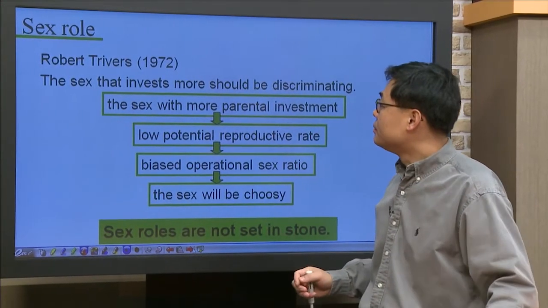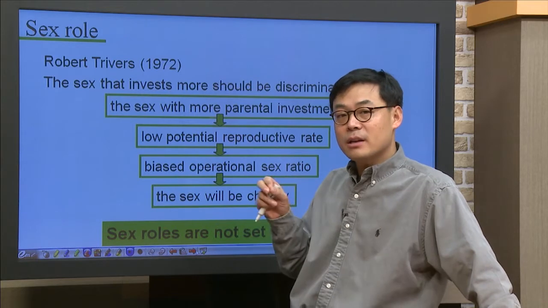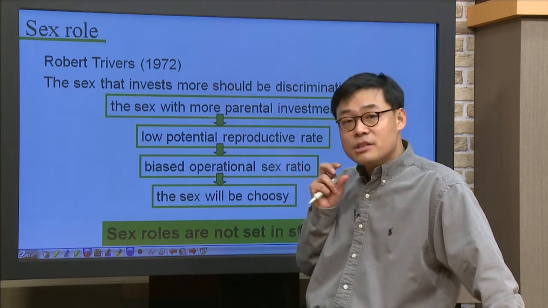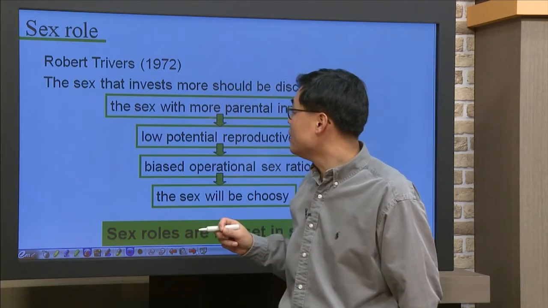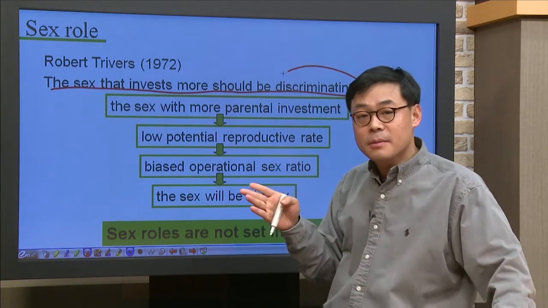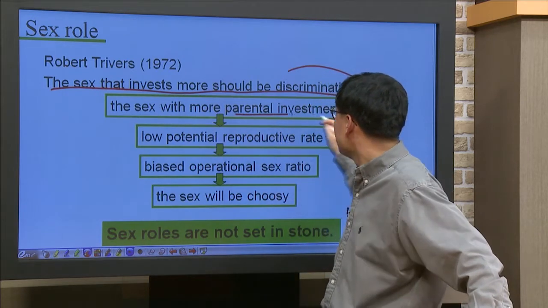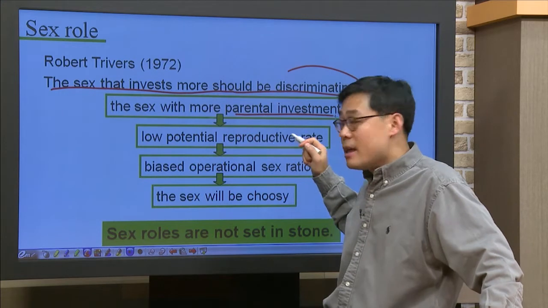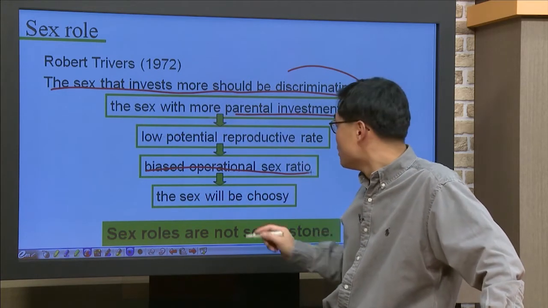So the sex role, I assume that in general the males have the high potential reproductive rate, so they compete with each other for the access to the other sex. The females have a low potential reproductive rate, but the sex role is not determined for each sex. Robert Trivers demonstrated the sex that invests more should be discriminating. So it doesn't really matter between the males and females. So any sex with more parental investment has low potential reproductive rate, and this creates a biased operational sex ratio, and then the sex with more parental investment will be choosy.